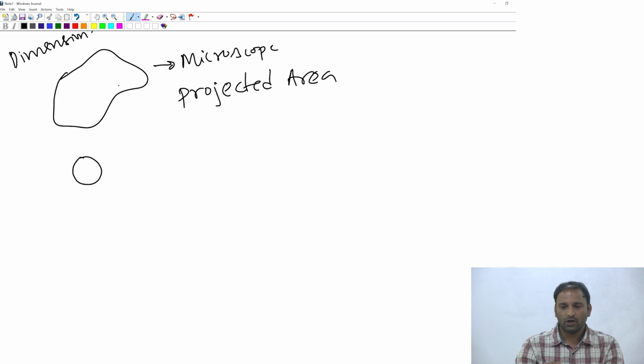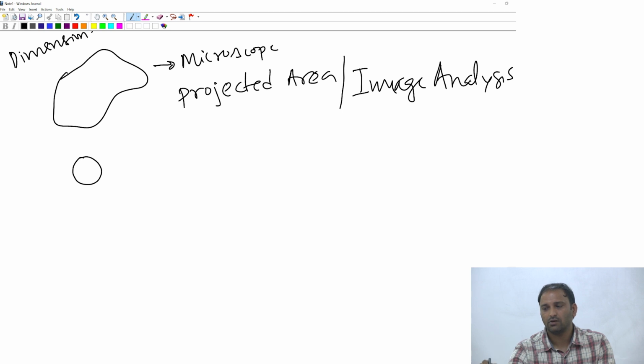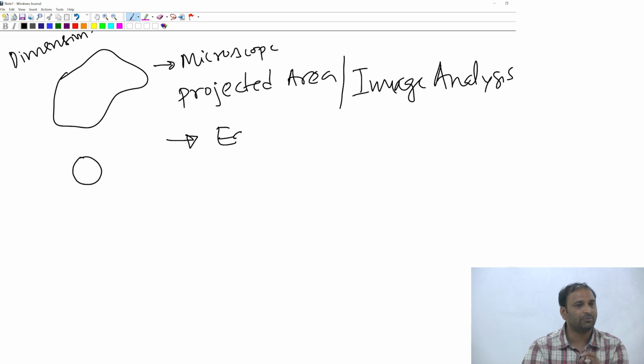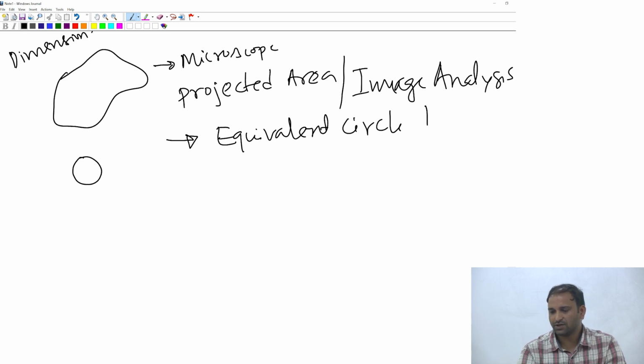If I have a spherical particle and I look at it from the top, it will appear as a circle. Now, whenever you have an image acquired using a microscope, and I have some way of doing image analysis, that means I have some way of characterizing the particle in the image. So when you have an irregular object like this, one of the dimensions that people talk about is what is called the equivalent circle diameter.